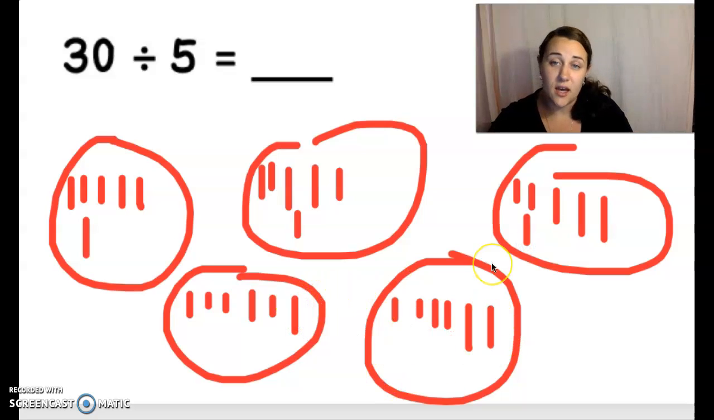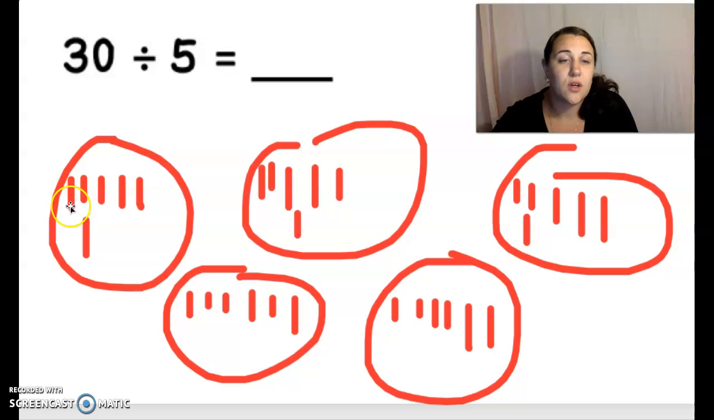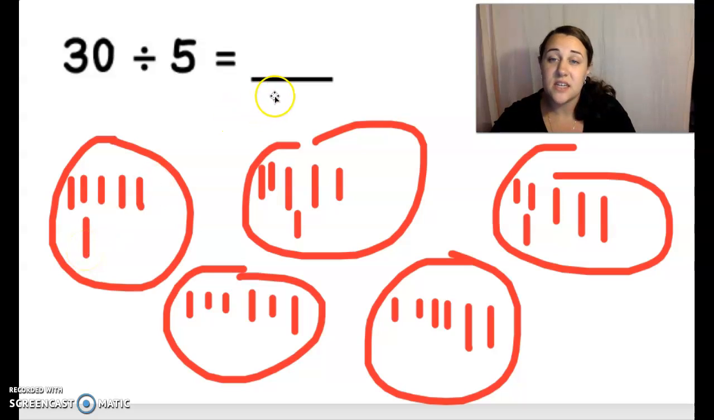Whew. So now I can count how many are in each group. I ended at my last one, so they're all equal. So I have 1, 2, 3, 4, 5, 6. 6 in each group.